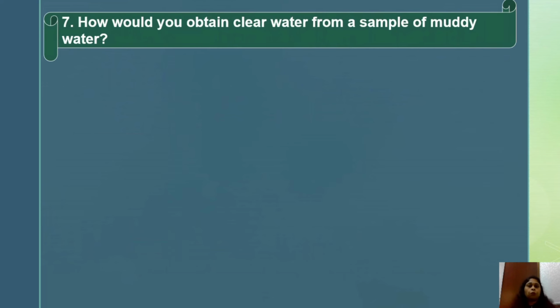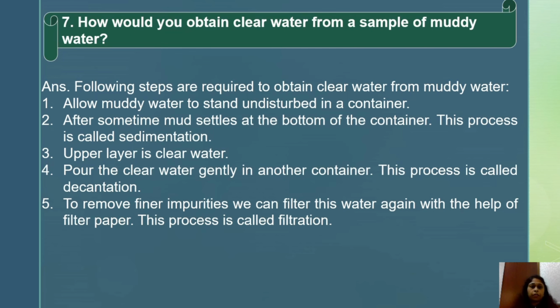Then the next question, how would you obtain clear water from a sample of muddy water? There are a few steps involved. First, we will allow the muddy water to stand undisturbed in a container, and after the mud settles at the bottom of the container, which is known as the sedimentation process, on the upper layer we will see clear water. Then pour the clear water gently into another container, that is known as decantation. After decantation, further impurities will be there. To remove those impurities, we can filter this water again with the help of filter paper, and this process is known as filtration.